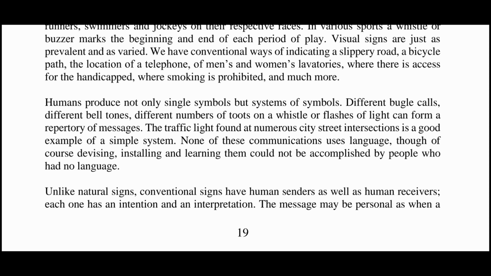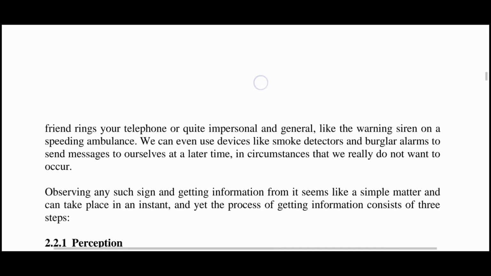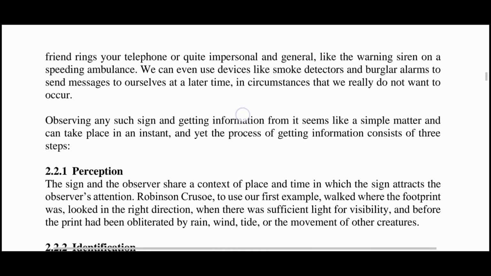Unlike natural signs, conventional signs have human senders as well as human receivers. Each one has an intention and an interpretation. The message may be personal, as when a friend rings your telephone, or quite impersonal and general, like the warning siren on a speeding ambulance. We can even use devices like smoke detectors and burglar alarms to send messages to ourselves at a later time, in circumstances that we really do not want to occur.